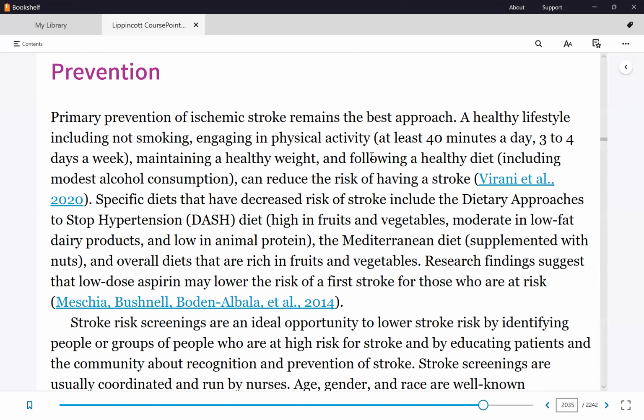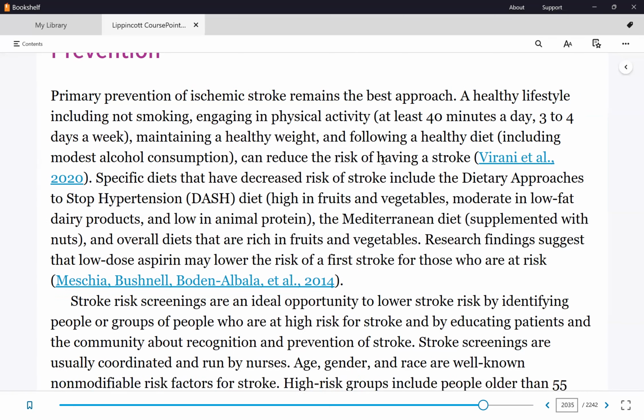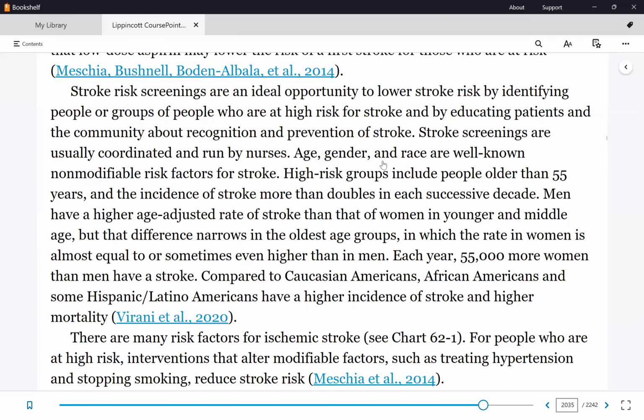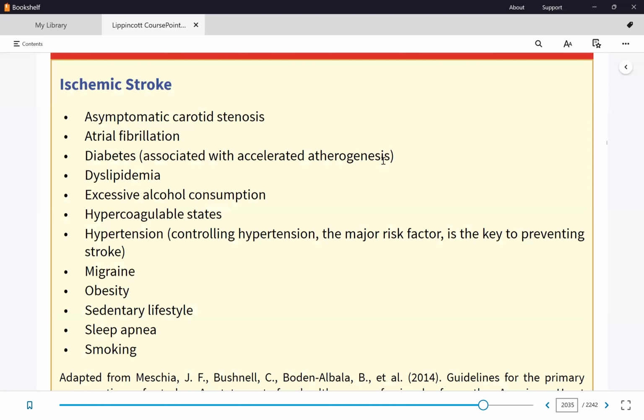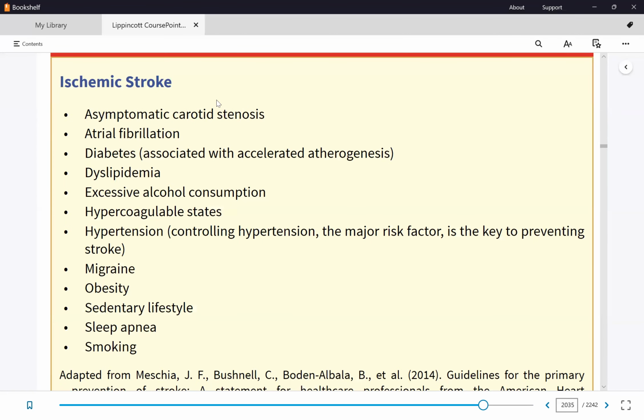So here's the prevention. Nothing different from acute coronary syndrome. I won't repeat it. Same thing because it's all involving the same atherosclerosis, right? So eat healthy, exercise, stop smoking, lose weight, take care of your hypertension and diabetes. Okay, so no different. So if you compare this to acute coronary syndromes, really the same risk factors.